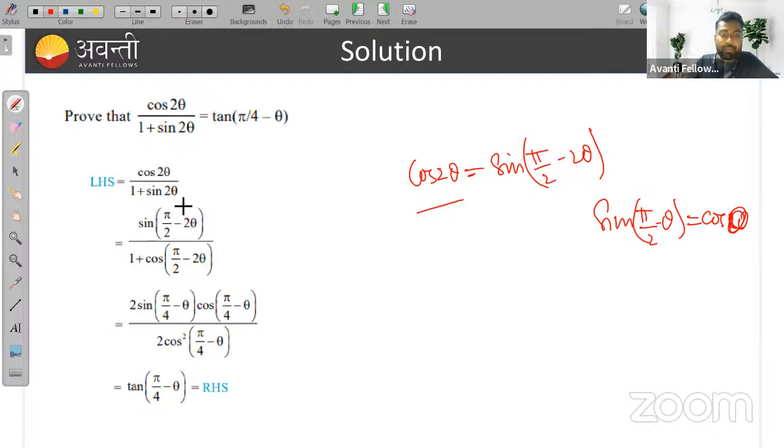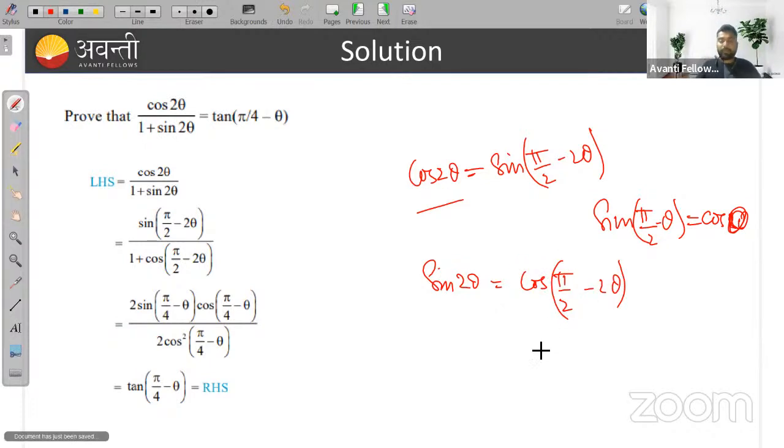And 1 plus sin 2 theta को हम और कैसे लिख सकते हैं? Similarly sin of 2 theta can be written as cos of pi by 2 minus 2 theta. ठीक है? Okay, so now apply the formula. What is that? Apply the formula, sin of pi by 2 minus 2 theta को हम और कैसे लिख सकते हैं?